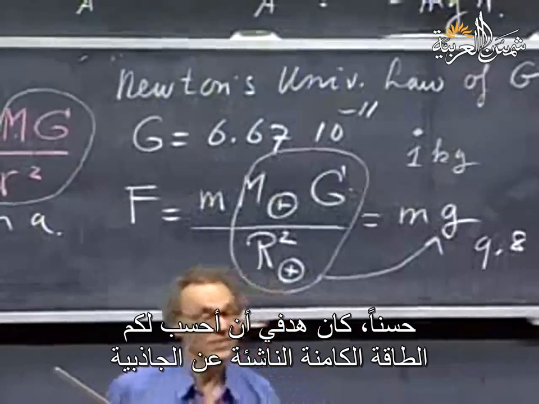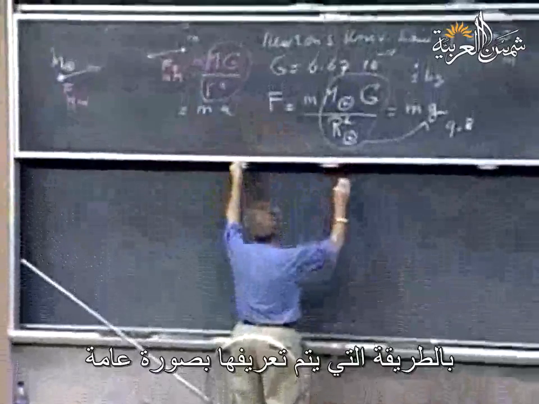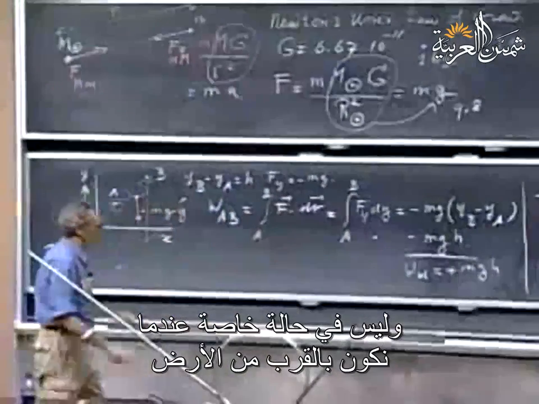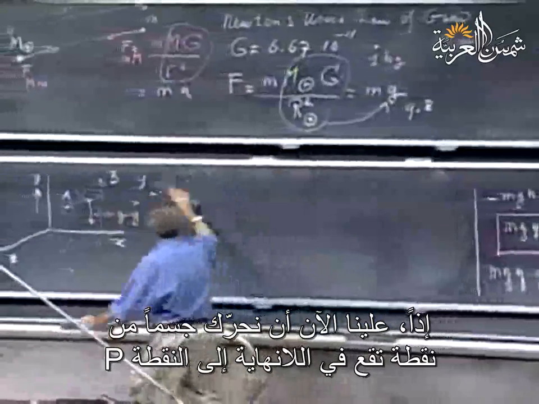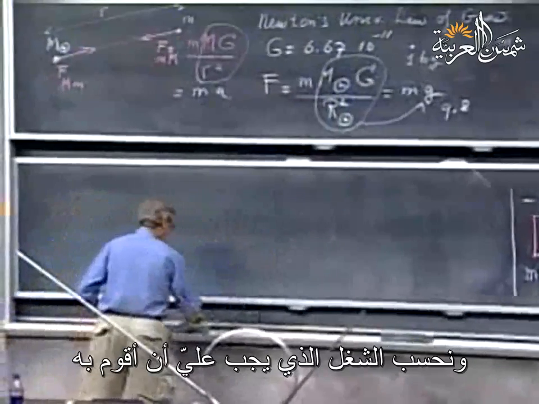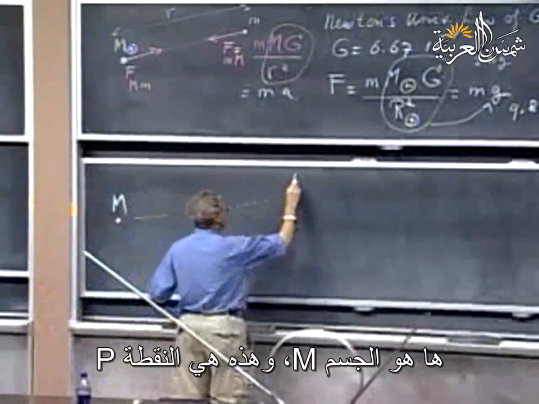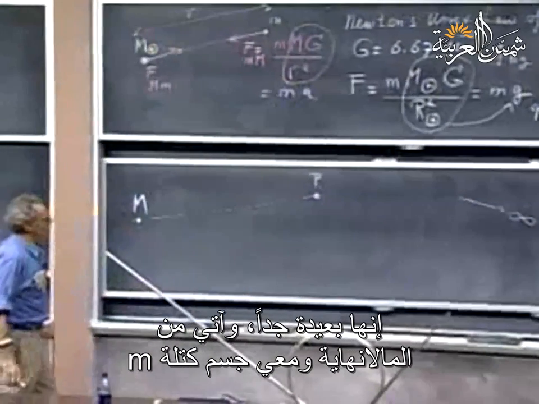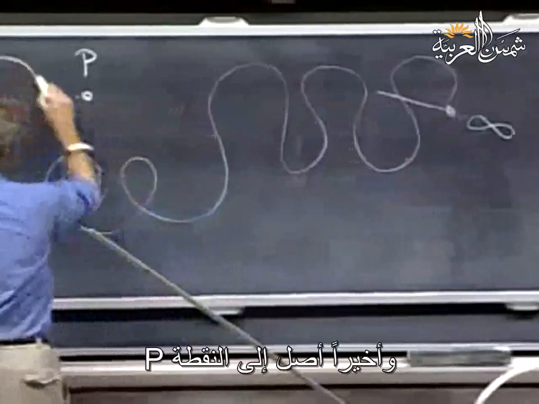Okay, my goal was to evaluate for you the gravitational potential energy the way that it is defined in general, not in a special case when we are near the Earth. So we now have to move an object from infinity to a point P, and we calculate the work that I have to do. So here is capital M, and here is that point P, and infinity is somewhere there. It's very, very far away, and I come in from infinity with that object with mass m, and I finally land at point P.